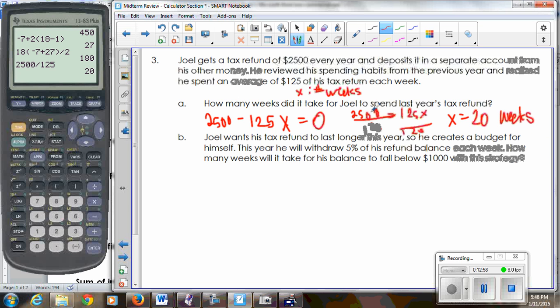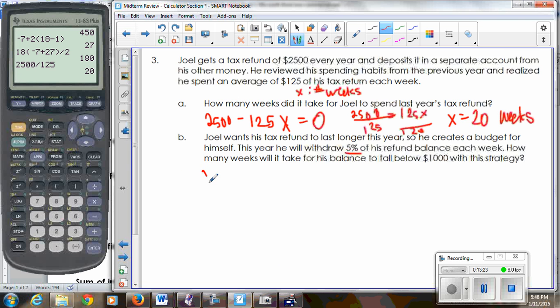So in part B, it says, Joel wants his tax refund to last longer this year, so he creates a budget for himself. This year, he will withdraw 5% of his refund balance each week. How many weeks will it take for his balance to fall below $1,000 with this strategy? So that means if we're looking at withdrawing 5% each week, then now we're looking at an exponential decay function.